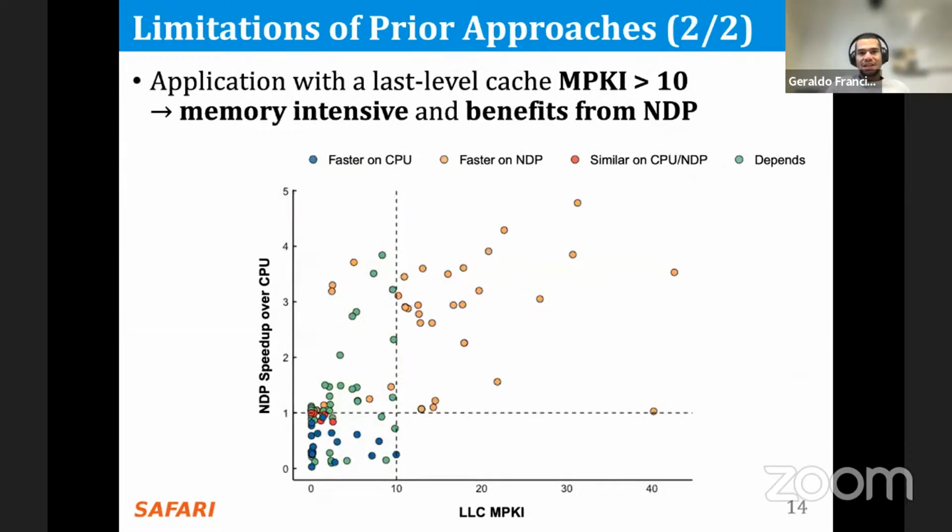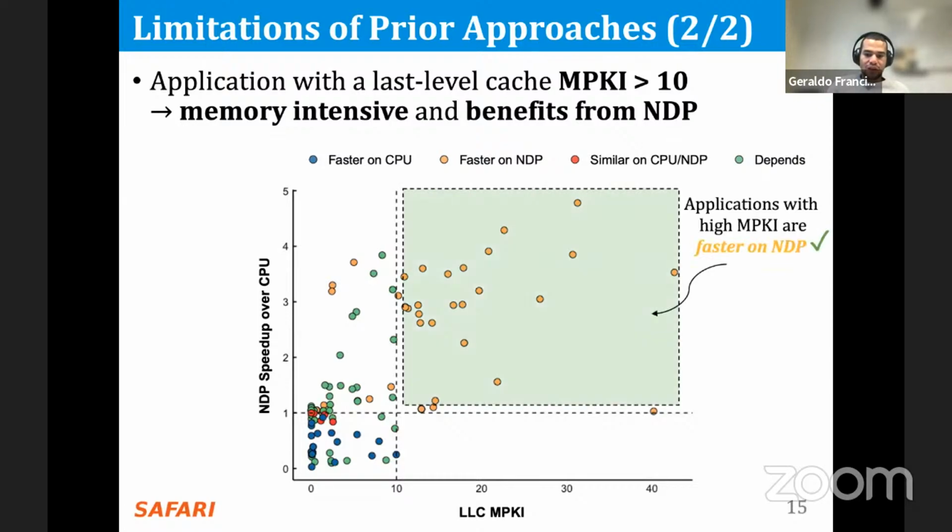Next, we are going to analyze another metric utilized to identify data processing suitability. Many prior works have said that an application with a high last level cache misses per kilo instructions, MPKI, where high usually means a value larger than 10, can benefit from data processing. We check this assumption by evaluating the speedup provided by a general purpose NDP system for a large number of applications, which we have here in the y-axis, and the applications' MPKI in the x-axis. So we make the following observations.